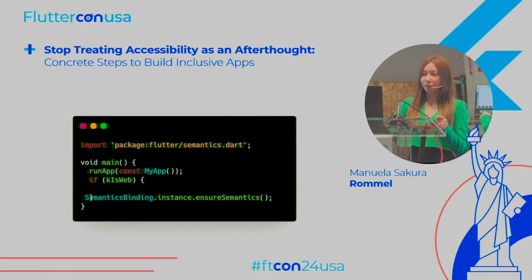If you want to turn on Flutter web semantics by default, you can use this piece of code in your main method, so it is always turned on. Oh, I see there's a little bit of a formatting issue. I'm sorry about that.